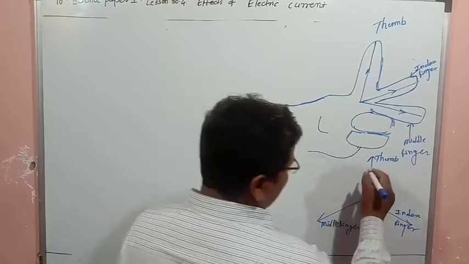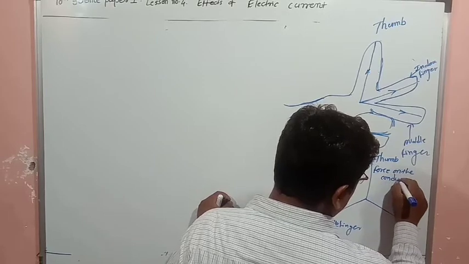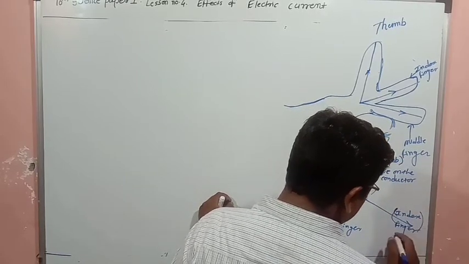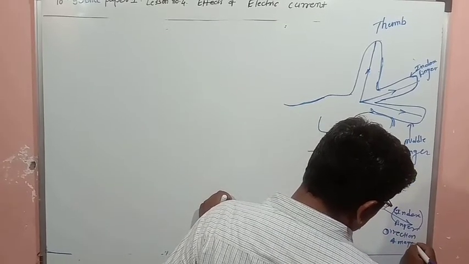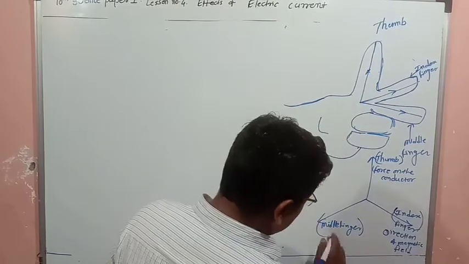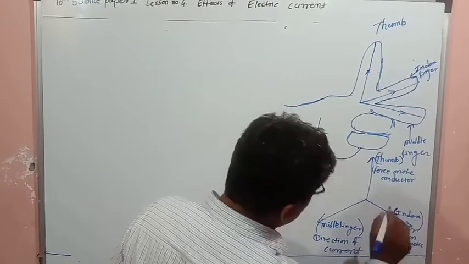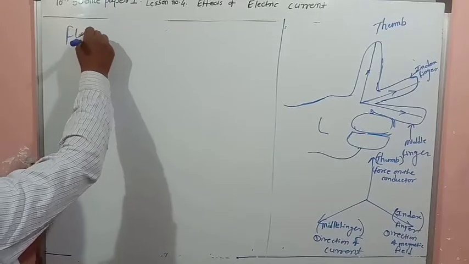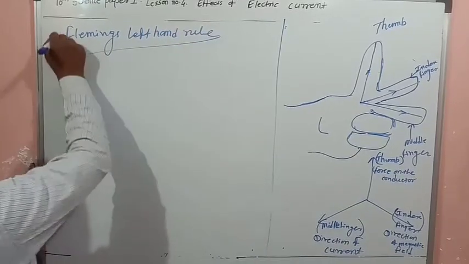The thumb is pointing the force on the conductor. The index finger is pointing the direction of the magnetic field, and the middle finger shows the direction of current. So this is Fleming's left hand rule. What is Fleming's left hand rule?